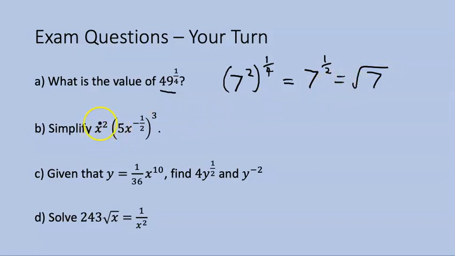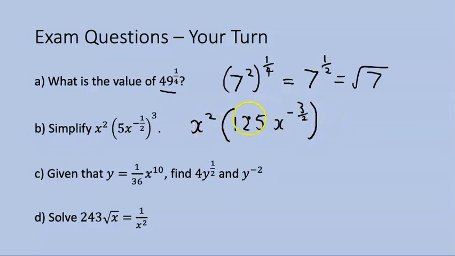B. x squared multiplied by 5x to the minus half, all to the power of 3. That means I'll leave this x squared alone. And I'm then going to do everything in the bracket next. So 5 to the power of 3 is 125. x to the minus half, taken to the power of 3, that means that's x to the minus 3 over 2.